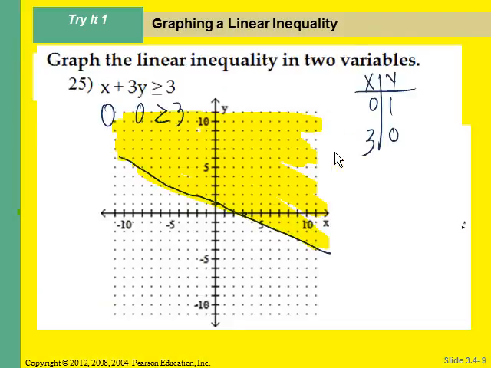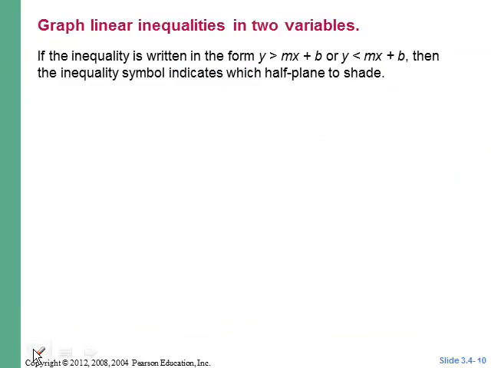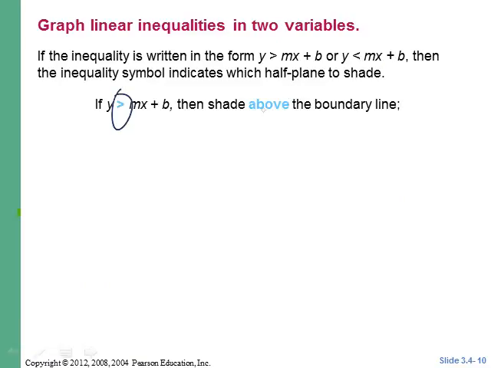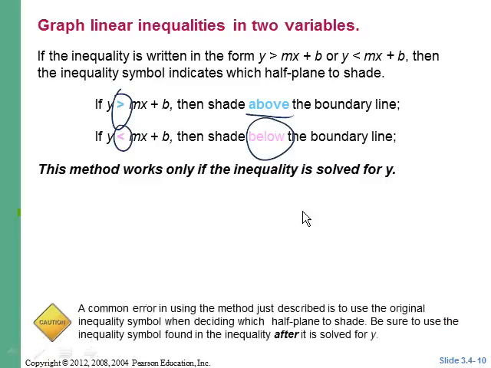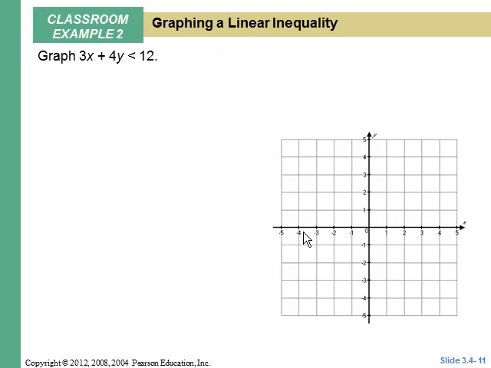All right, next one. Now, what's interesting is that if the equation is in the form where y is all alone, or in other words, in the slope-intercept form of the line, then if it's greater than, you shade above the line. If it's less than, you shade below the line. But that only works if it's solved for y. Be sure that you use the equation or the inequality as it's solved for y.